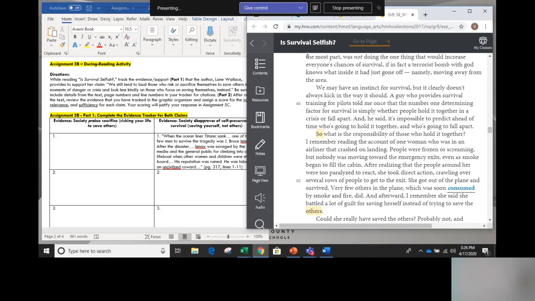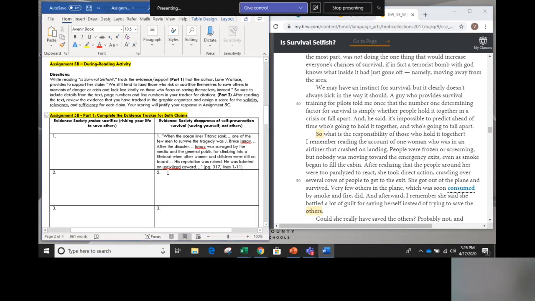Okay, so this person here, this isn't necessarily society disapproving, but since this woman felt guilt about saving herself, the author says, I remember she said she battled a lot of guilt for saving herself instead of trying to save the others. That's obviously indicative that society disapproves of that self-preservation, because even though she still lived and she may not have been able to save those other people, she is feeling that societal guilt. So I'm going to add that over on this side. So I'm going to say, let's say the woman on airliner crash.